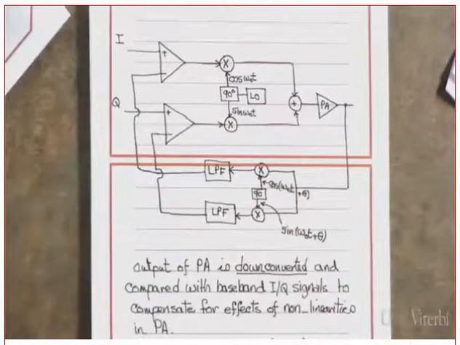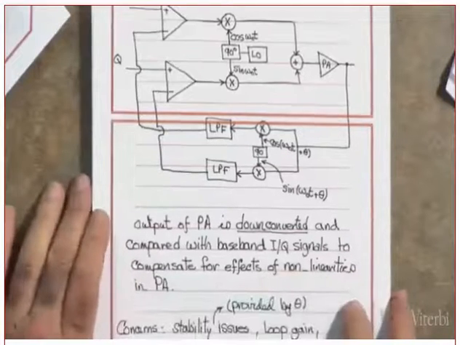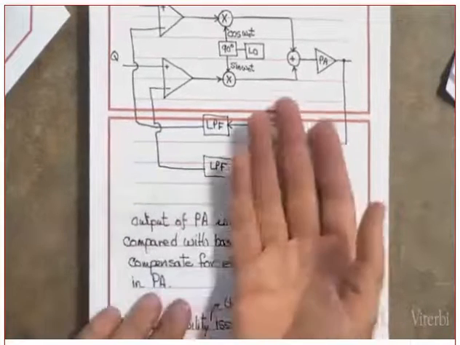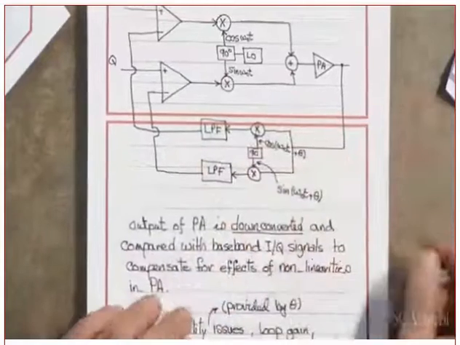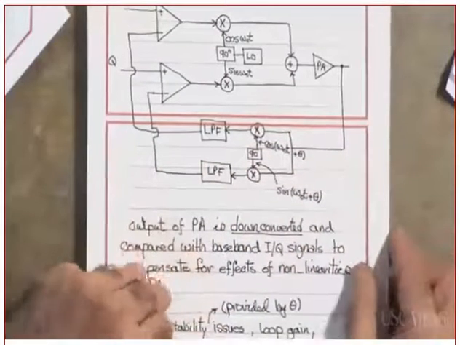Clear? This is called the Cartesian feedback. You understand what they call Cartesian? Cartesian means the I and the Q. Let's see if you can help me with the next one.